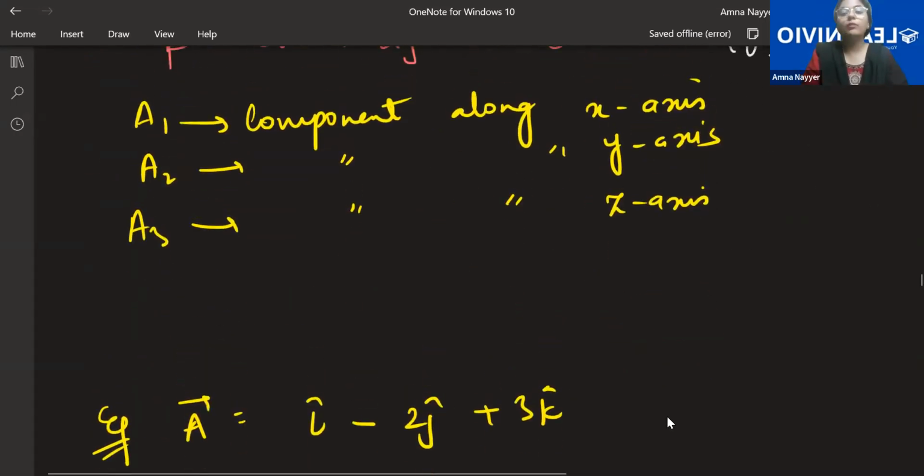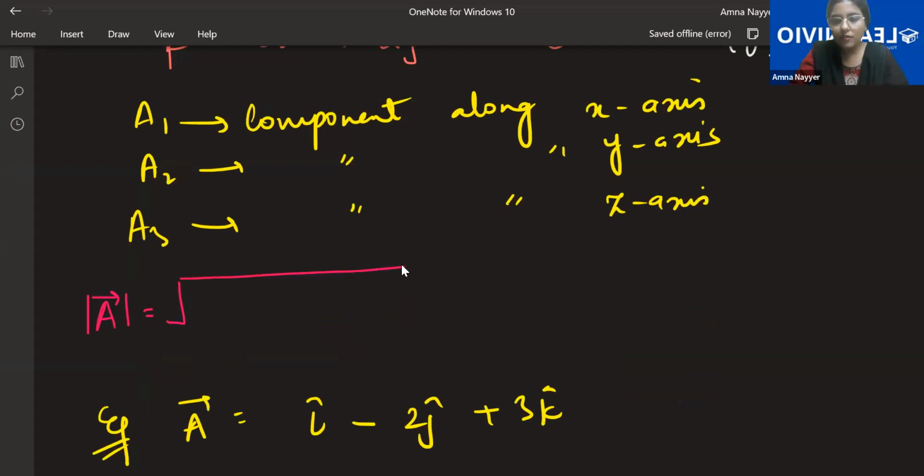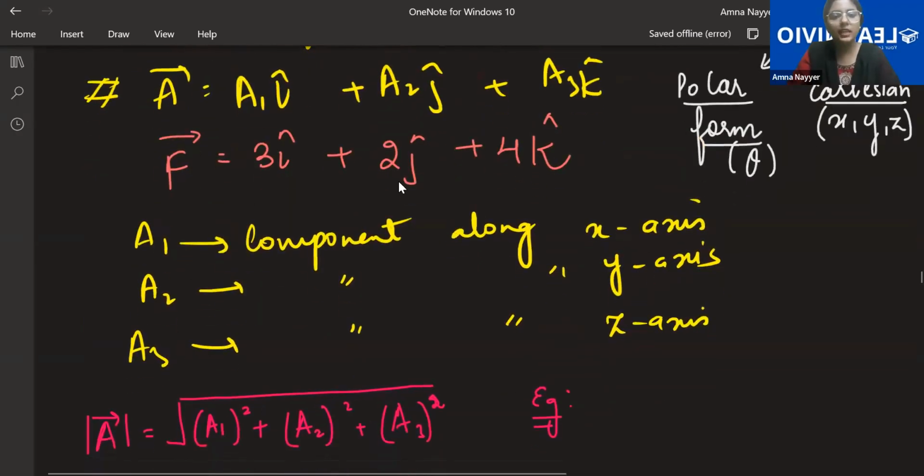Now, how do you calculate the magnitude? Let's say I want to calculate the magnitude of the vector A. It is under root of A1 square plus A2 square plus A3 square. This is the formula. That's all. Let's take that example which I discussed, the force one. So the example given is 3, 2, and 4.